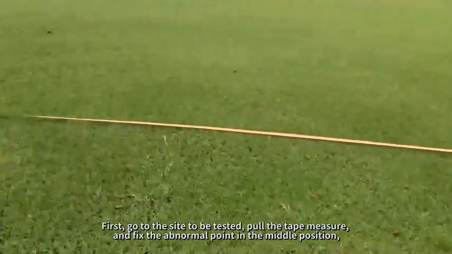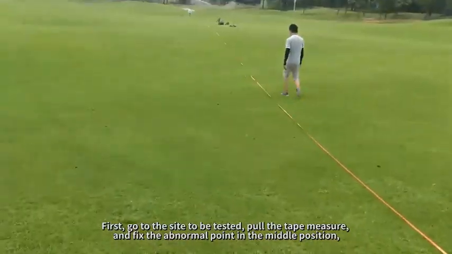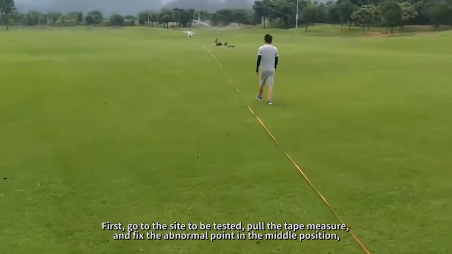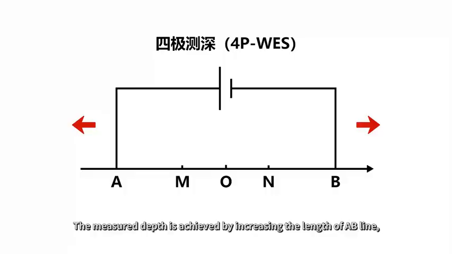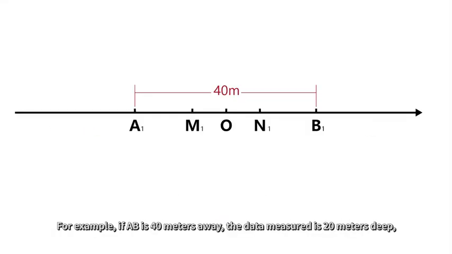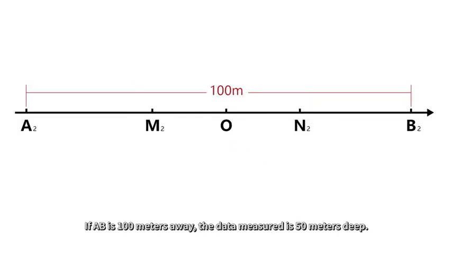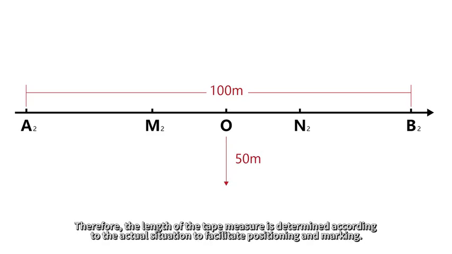First, go to the site to be tested, pull the tape measure, and fix the abnormal point in the middle position. The measured depth is achieved by increasing the length of AB line. For example, if AB is 40 meters, the data measured is 20 meters deep. If AB is 100 meters, the data measured is 50 meters deep. Therefore, the length of the tape measure is determined according to the actual situation to facilitate positioning and marking.